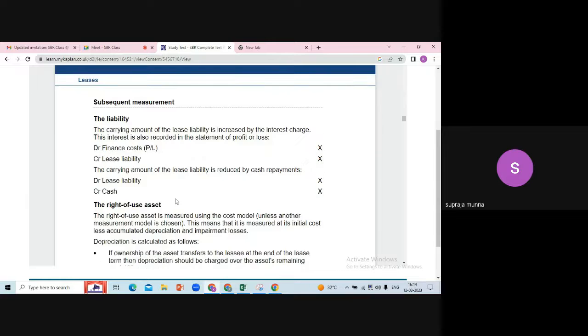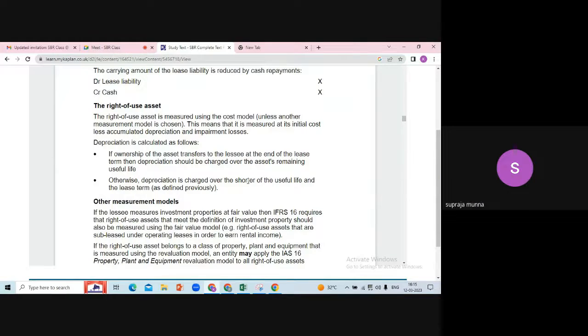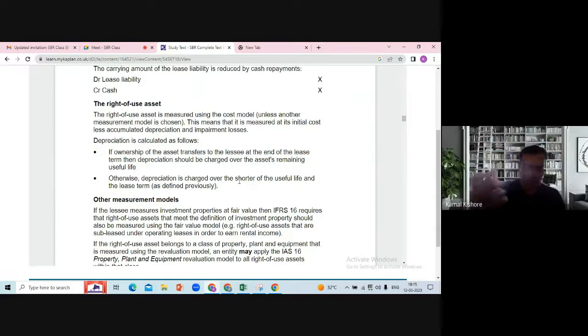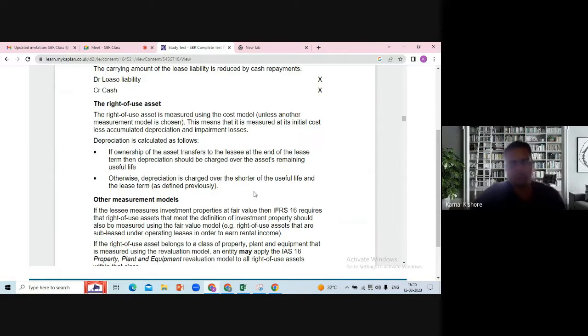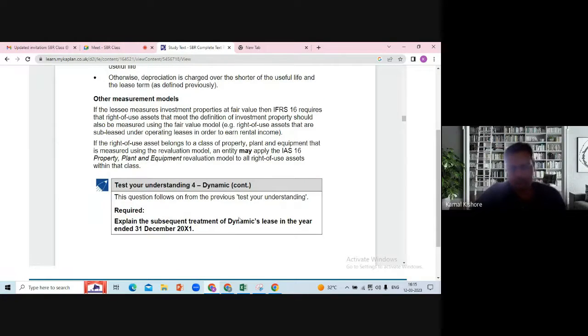And how do you calculate the depreciation? Basically, if ownership of the asset transfers to the lessee at the end of the lease term, then it should be charged over the asset's remaining useful life. Otherwise, over the lease term, whichever is lower, that we will consider. By default, it is whichever is lower. Depreciation is charged over the shorter of the useful life and the lease term. So this is about the calculation.